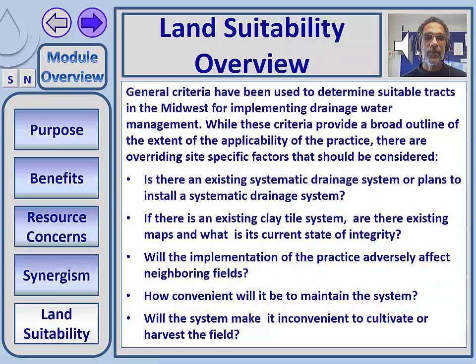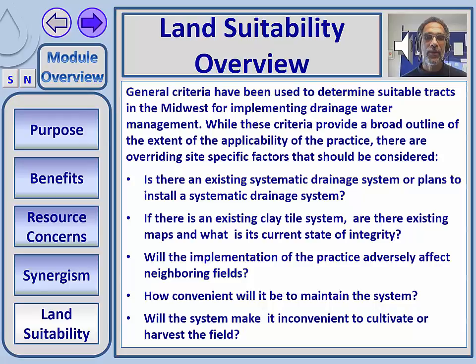General criteria have been used to determine suitable tracts in the Midwest for implementing drainage water management. While these criteria provide a broad outline of the extent of the applicability of the practice, there are overriding site-specific factors that should be considered.